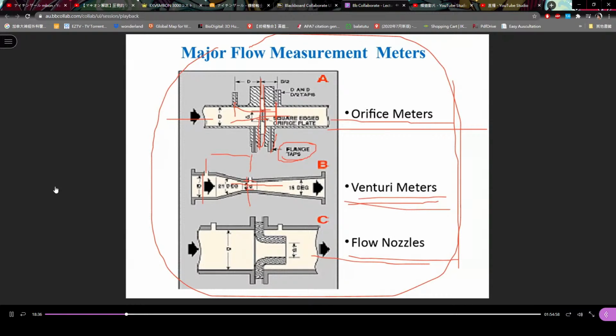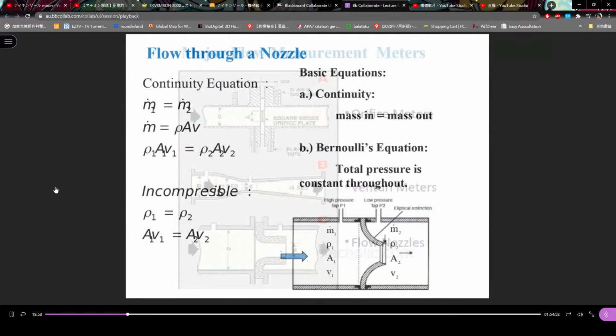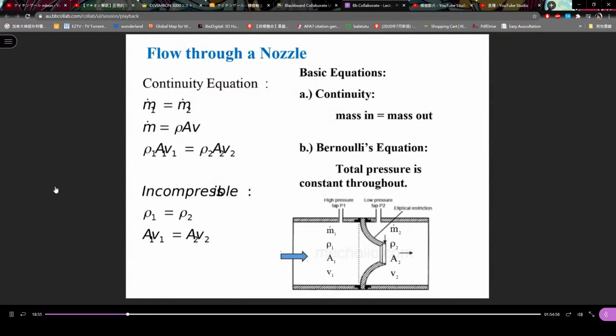Similar for these flow nozzles. Here we have a flow nozzle, and then we measure the pressure difference as well. See, also a narrowed path. Similar principle, I must say. Let's start from a nozzle, because the principles are the same. We can use this equation for other measurement data. This is a common one.